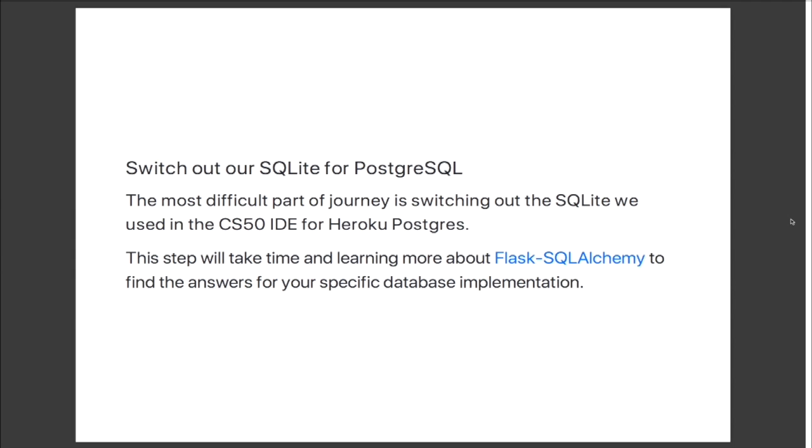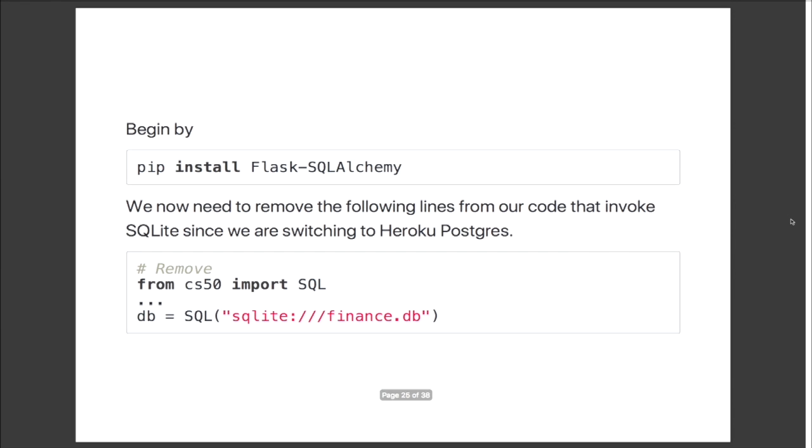This step is going to take the most time for you on your own, and it will require you to learn a bit more about Flask SQL Alchemy to find the answers for your specific database implementations. But what I've done here is provided you with the sample app so you can see that, oh, switching this over, at first it may look strange, but actually it makes sense. So the first thing we're going to do is pip install flask-SQL Alchemy.